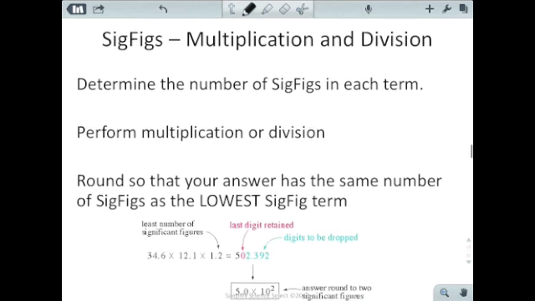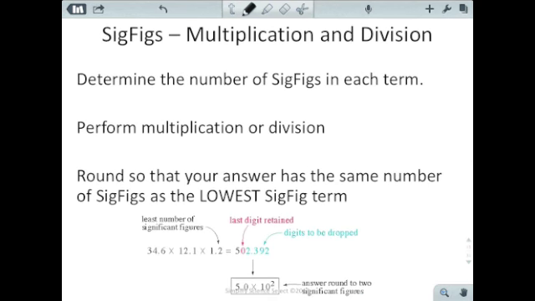With multiplication and division, we determine the number of significant figures in each term, perform the multiplication or division, and round so that the answer has the same number of significant figures as the term with the lowest number of significant figures.